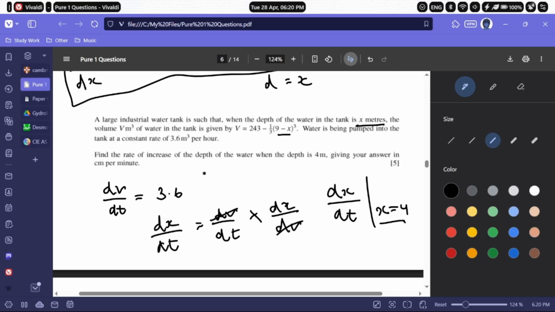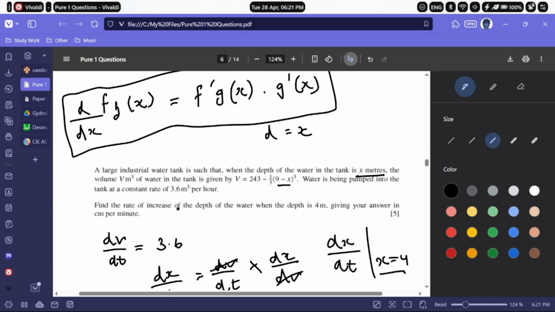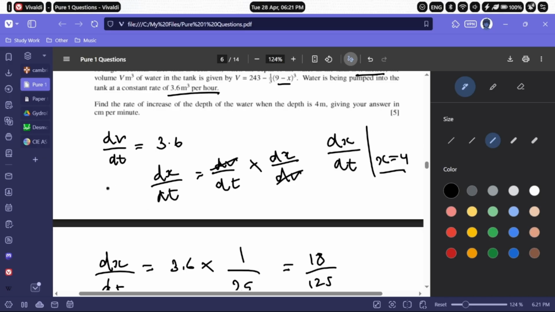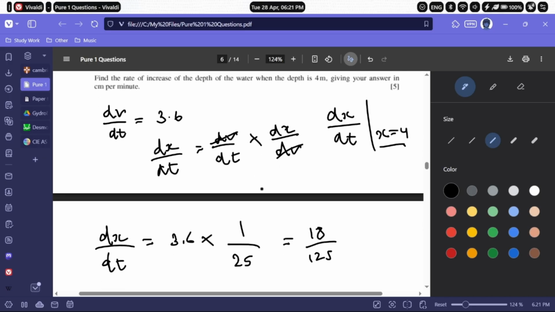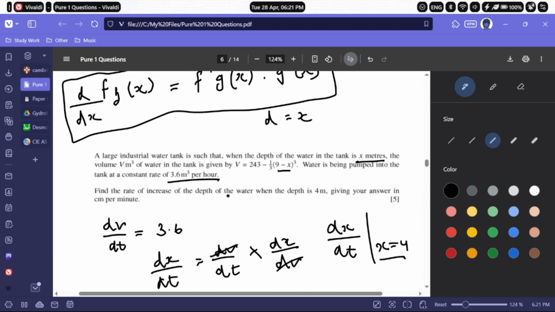Okay. Make sure that you focus on the units as well when you are going through questions like these because units matter a lot. Now, as you can see, dv by dt in this case is meters cubed per hour, right? And you're using that rate to find dx by dt. So your new dx by dt would be in the units meters cubed per hour. Now the question mentioned that you have to give your answer in centimeters per minute.